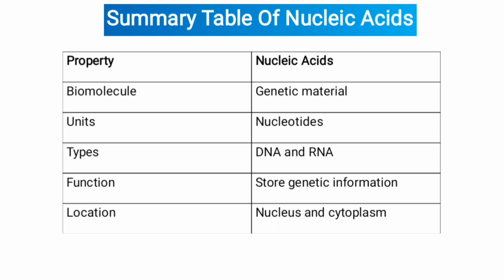Summary table of nucleic acids. Property: nucleic acids. Biomolecules; genetic materials. Units: nucleotides. Types: DNA and RNA. Function: store genetic information. Location: nucleus and cytoplasm.